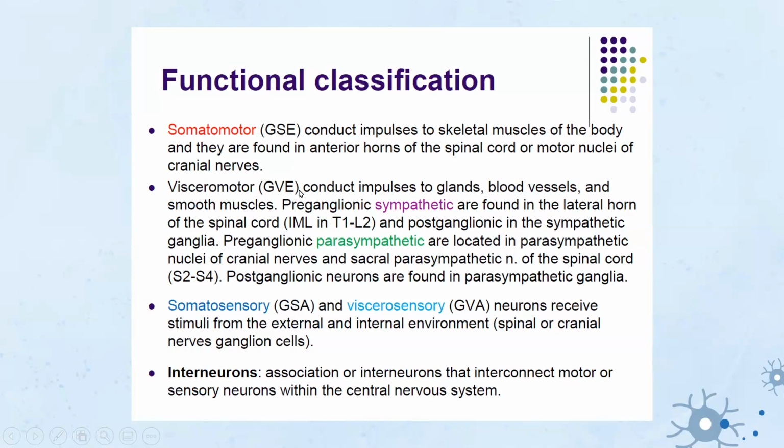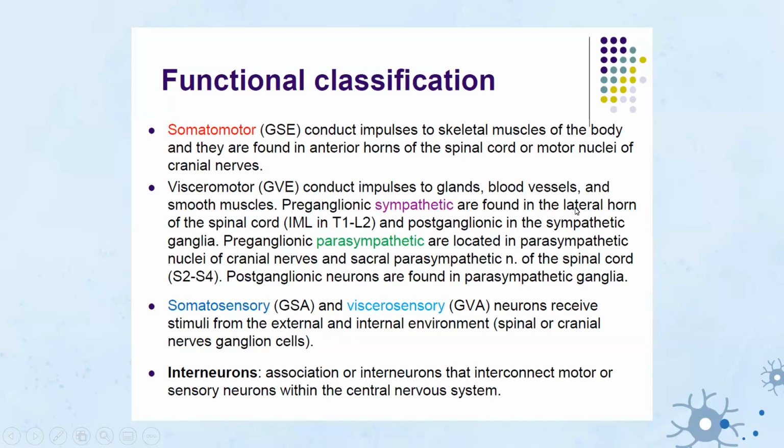The other type of neurons is called the general visceral efferent. Visceral means to the organs of the body, whether in the thoracic or the abdominal organs. And efferent, we said, means towards the body. So these types of neurons conduct impulses to, not from, to, because they're efferent, the glands, blood vessels, and smooth muscles.